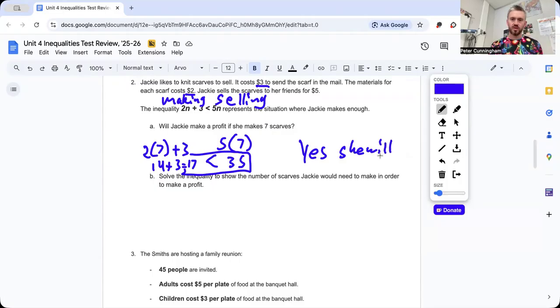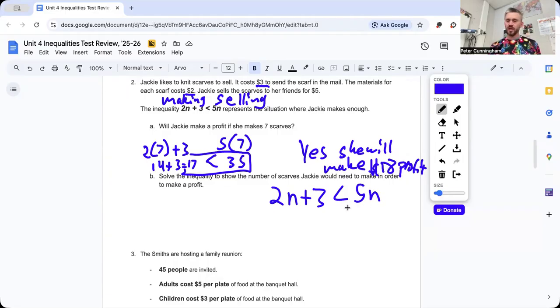She will make $18 profit. Good for Jackie. Let's see when Jackie starts to make the profit. We know that 7 is a possibility for her to make a profit, but when is 2n plus 3? When does this profit begin to happen, right?